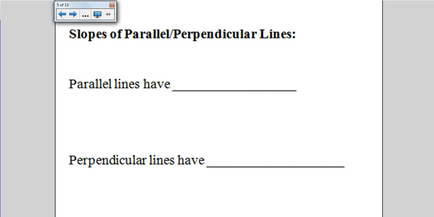Okay, parallel lines have the same slope. That's because they're going up and over at the same rate. That's why they're parallel, and they'll never cross.